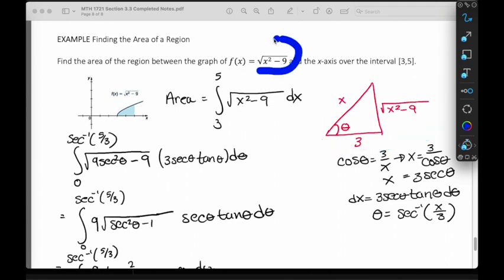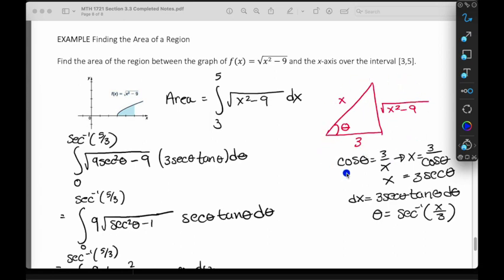When we have this format where we have the square root of x squared minus a squared, we're going to use a triangle so that the adjacent side is your a, your hypotenuse is your x, and then the opposite side is going to be your square root of x squared minus a squared. In this case, our a is 3 because we have 3 squared here. So this is how we have our triangle set up.